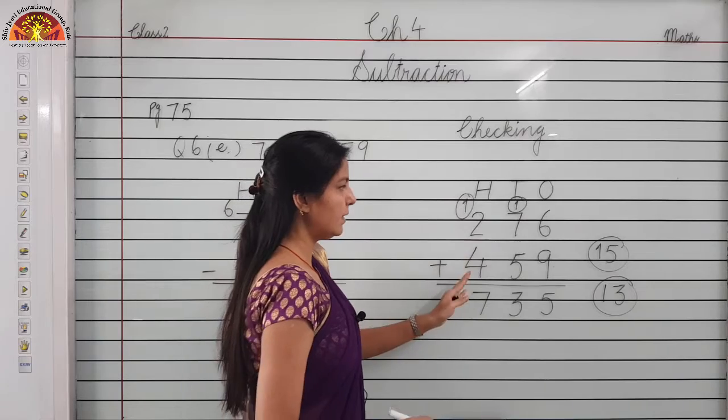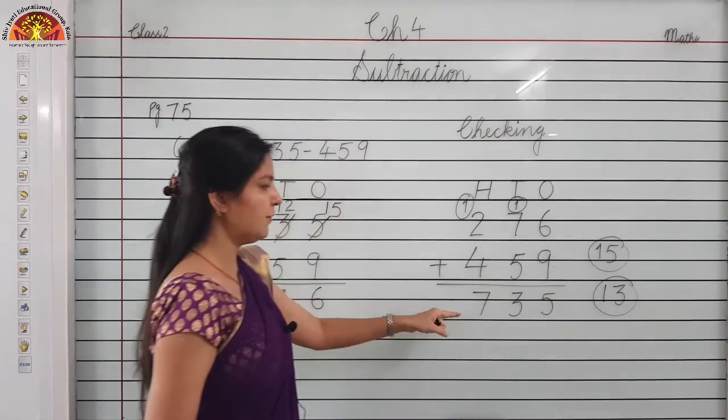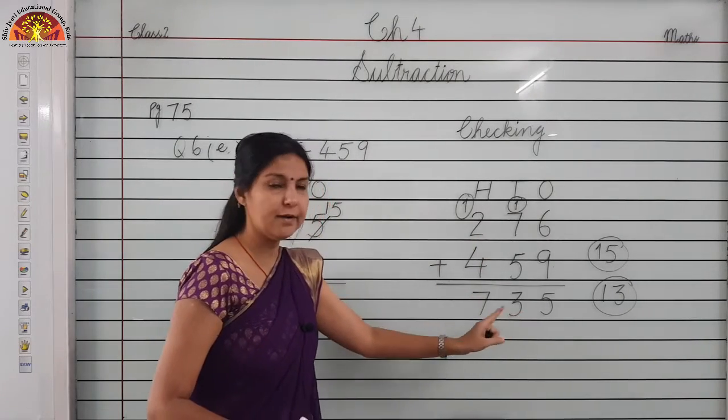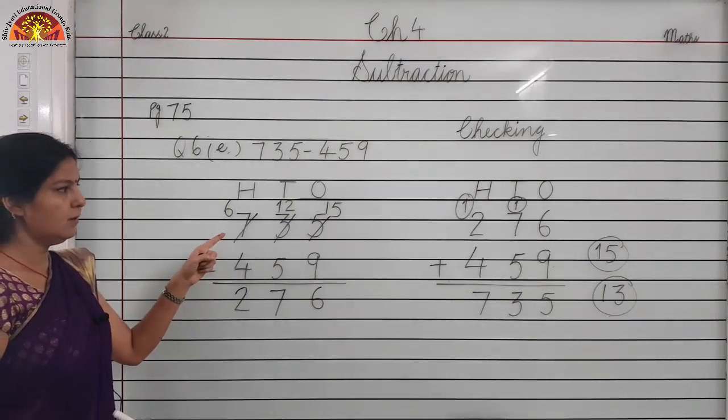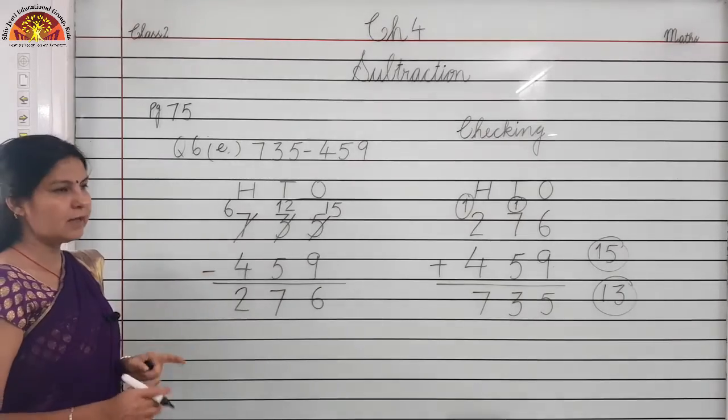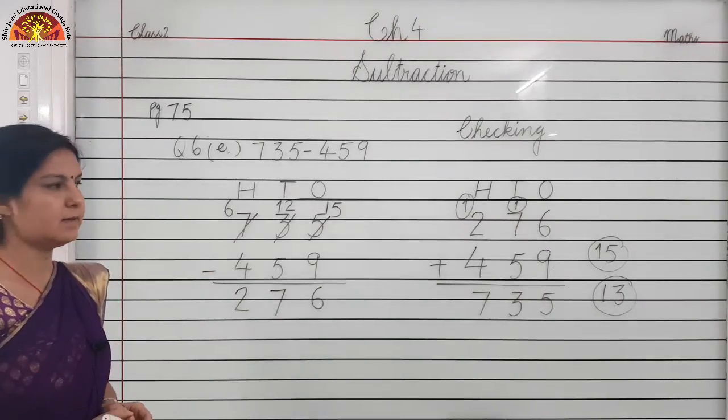So after adding the difference and the smaller number we get 735. So we will match it from here. So this is same. So we can say that our sum is correct.